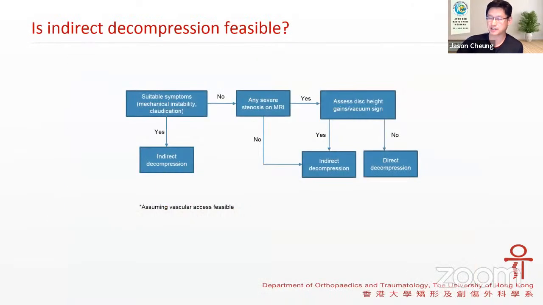For the final section, I'm mainly going to talk about indirect decompression, since it's not going to be a large deformity correction. So how I manage these patients is by assessing their studies. Patients with mainly mechanical symptoms generally do well with indirect decompression. But if there is resting numbness or even motor deficit, you need to look at the severity of stenosis for that level. If there is significant stenosis, you should do a direct decompression as well.